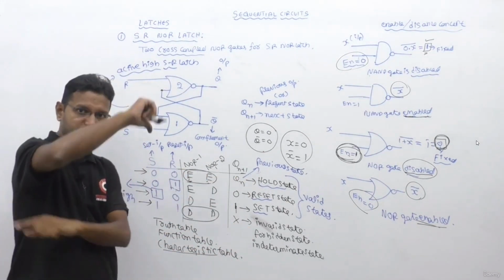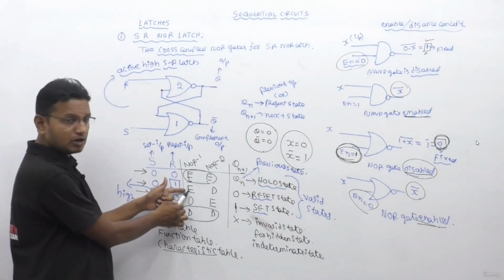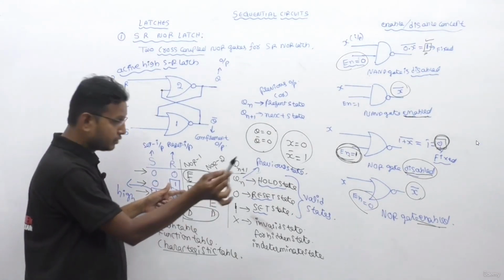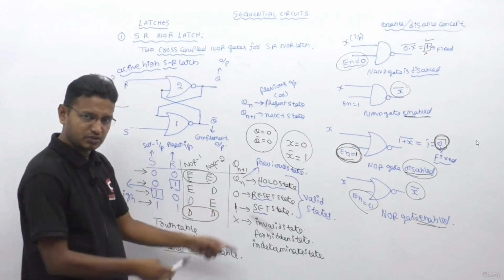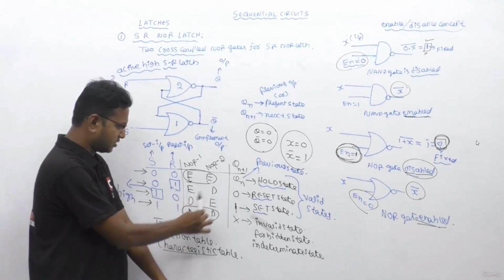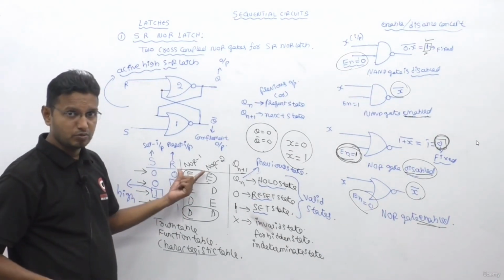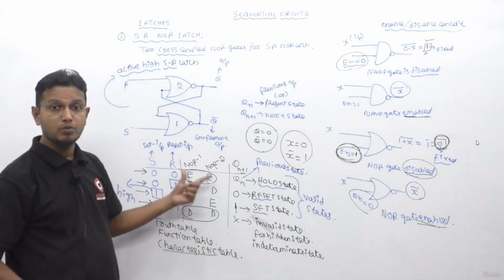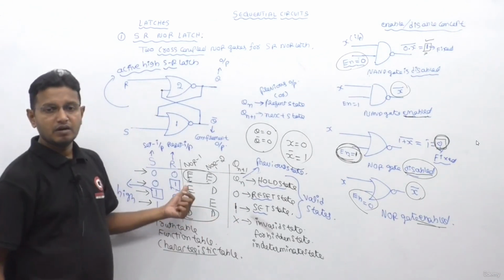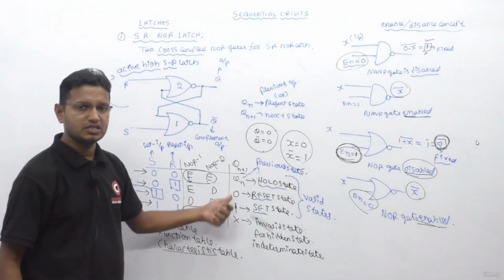Both enabled, previous state. Now, if one logic gate is enabled and the other is disabled, it will enter into either set or reset state. Enable, disable, reset; disable, enable, it will enter into a set state. So these things you have to remember. Both disabled, it will enter into invalid. Both enabled, previous state. One enabled, other disabled, it will be in set or reset state.